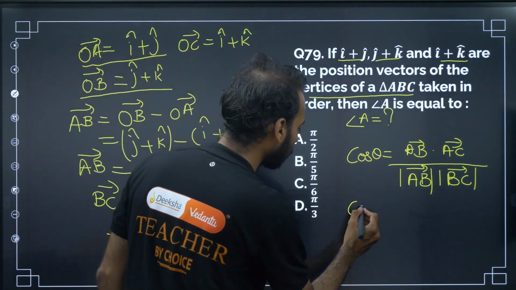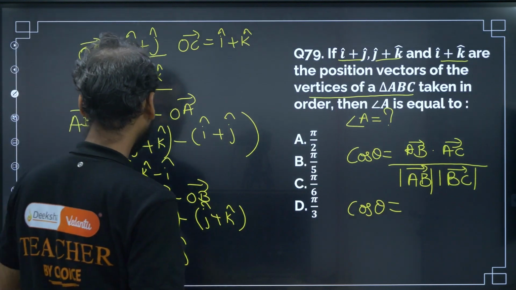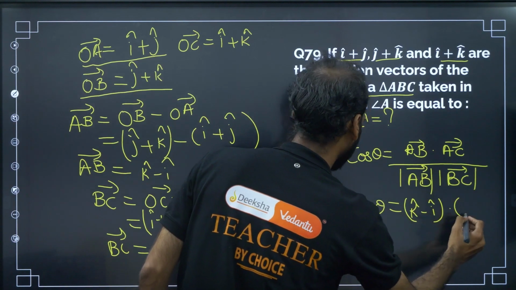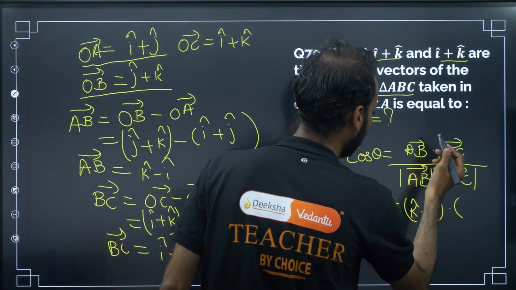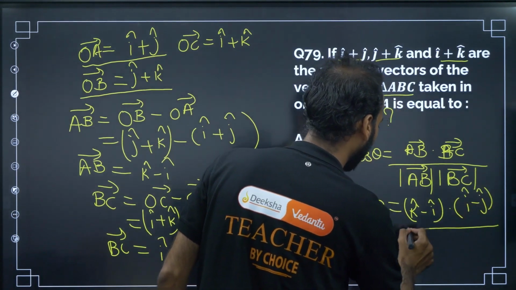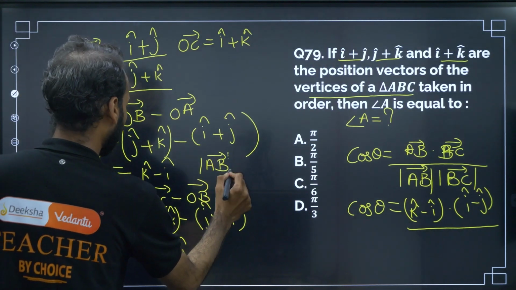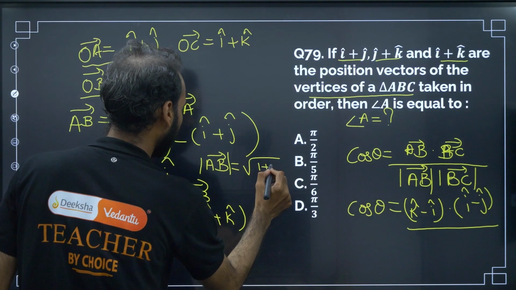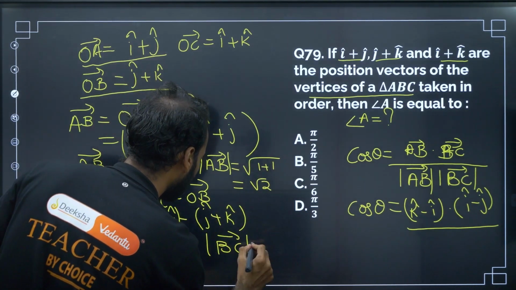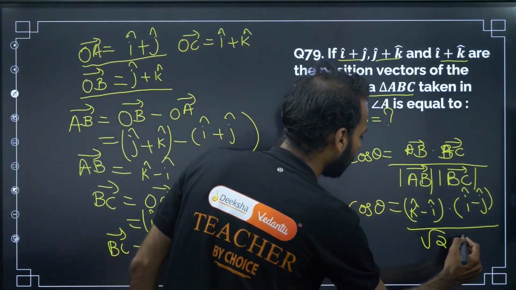Now we'll use that formula. Cos theta is equal to AB dot BC. AB is k cap minus i cap, dot BC. BC is i cap minus j cap, and magnitude of AB, magnitude of BC. If you apply the modulus function for this, you are going to get 1 plus 1 is equal to 2, root 2. In the same way BC also, you will get root 2. So magnitude of AB is root 2. This is also root 2.